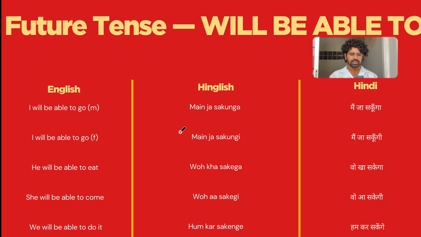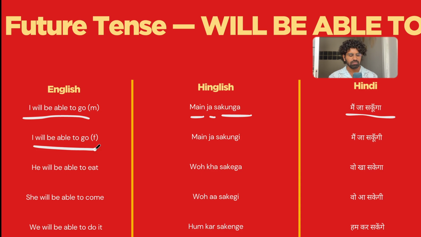So same thing, because we know the rules, we don't really need to worry about anything, right? So we have, I will be able to go, right? Jana. So this is so easy. Main, which is I, ja, come again from jana, to go, and then sakunga, right? Sakunga again, sakna plus unga, sakna plus will, sak plus will. That makes the future conjugation for sakna. So main ja sakunga would be I will be able to go.